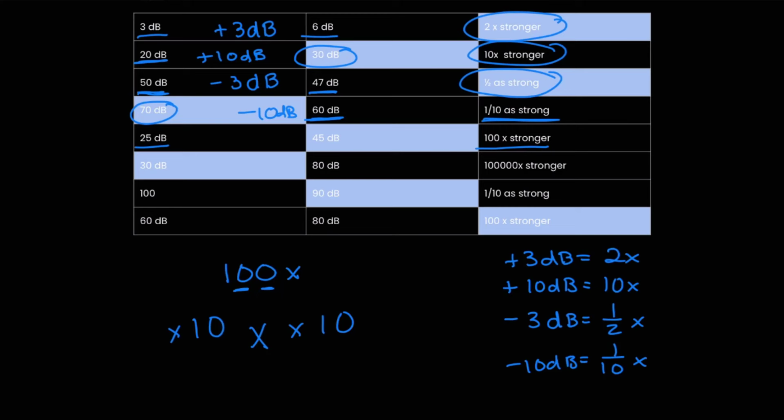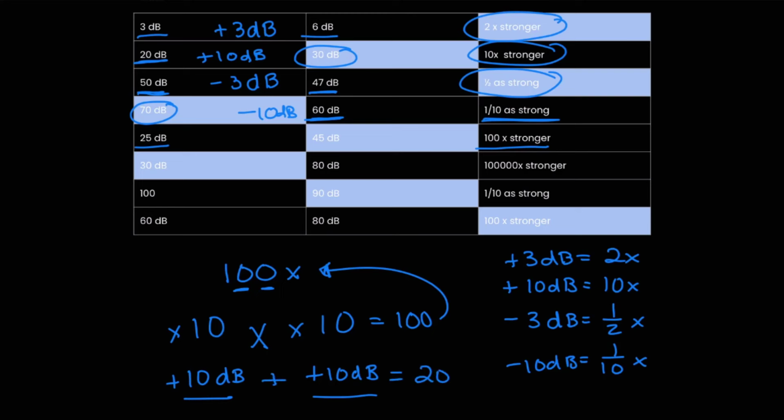Each of these increases by a factor of 10 requires a 10 decibel increase. So 10 times 10 equals 100. So that checks out with our making it 100 times stronger. We know then that each of those increases required a 10 decibel increase. So 10 plus 10 equals a 20 decibel increase. So 25 plus the 20 decibel increase is going to equal 45 decibels for the new wave.